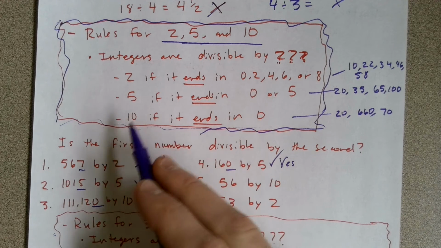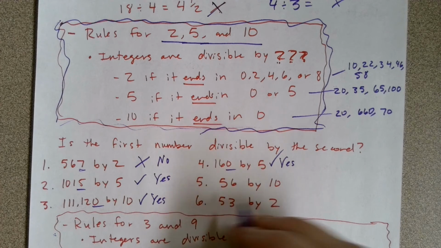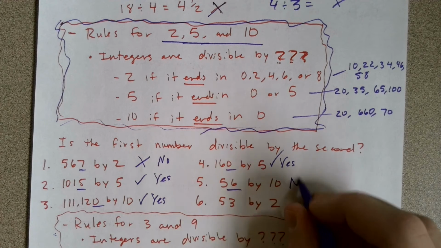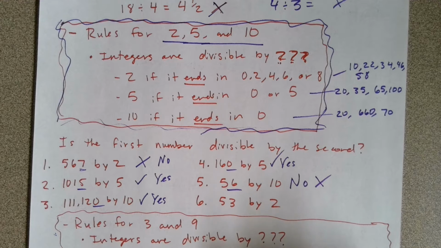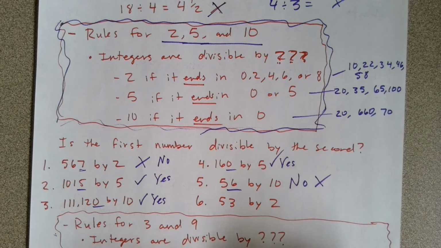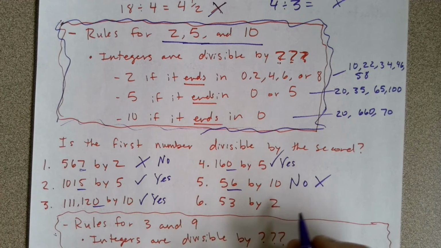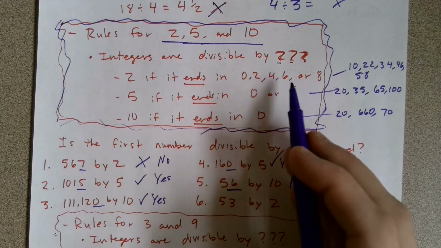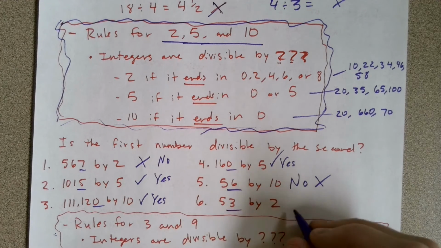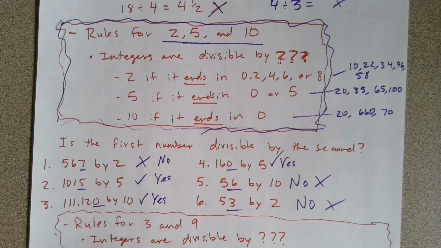56 by 10. Let's look at our 10 rule. If it ends in a 0. Does 56 end in a 0? No, it does not. That is not divisible. And 53 by 2. 2, 0, 2, 4, 6, 8. This one ends in a 3. That would also be a no. Pretty simple stuff. Use those rules any time you're asked if it's divisible by 2, 5, or 10.